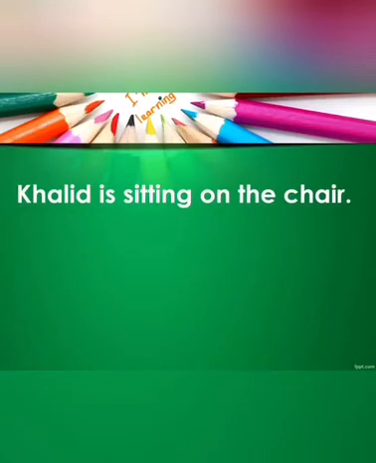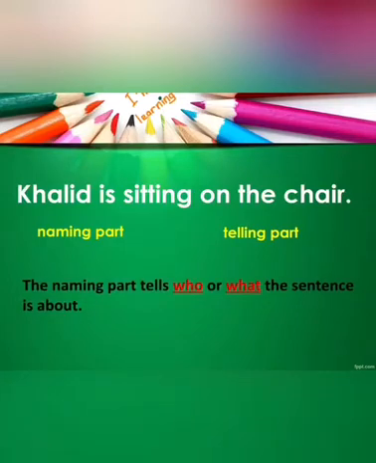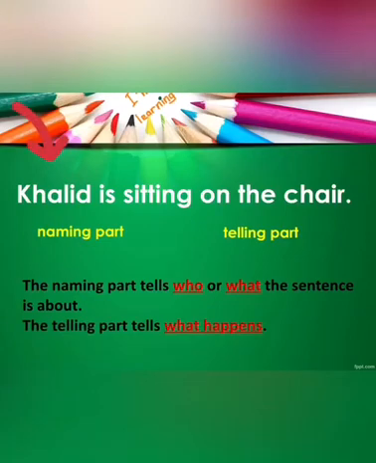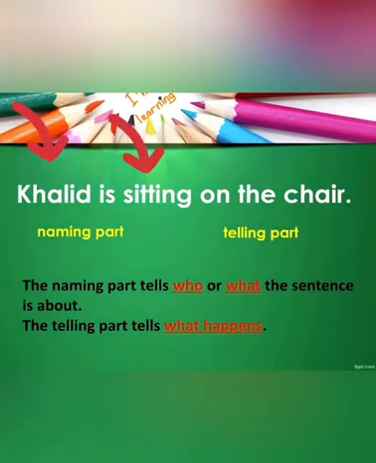Let's have a look at the sentence. Khalid is sitting on the chair. We can say that the sentence has a naming part and a telling part. And the naming part is the part that tells you who or what the sentence is about. And the telling part tells you what happens. So in this sentence, Khalid is the naming part because it answers the question who. And sitting is the telling part because it answers the question what happens.